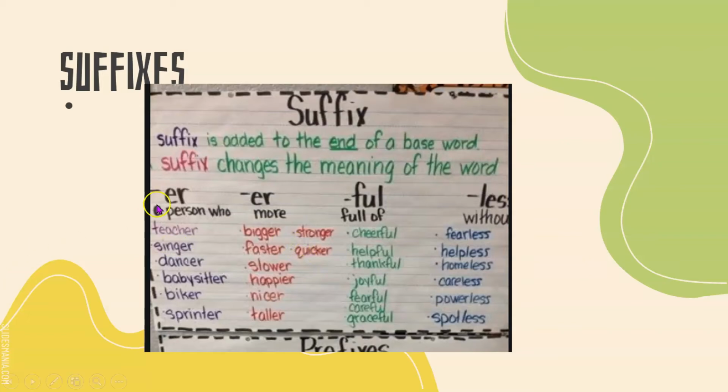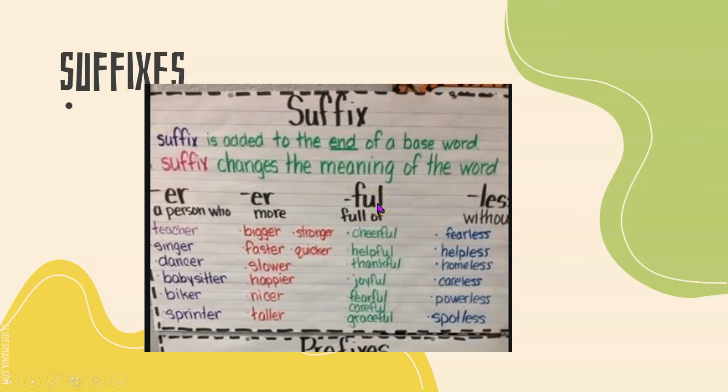the meaning. So for instance, er is a person who. So a teacher is a person who teaches. A singer is a person who sings. It can also mean more, such as bigger is more than big. Stronger is more than strong. Happier is more than happy.